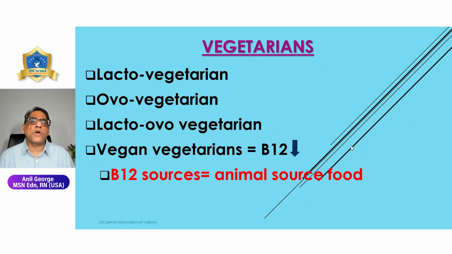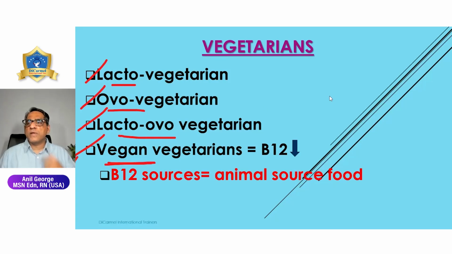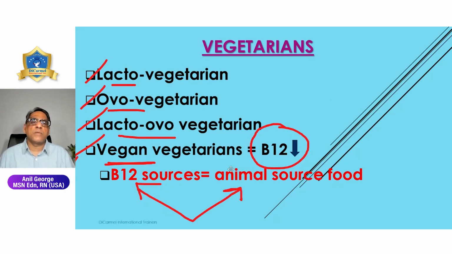And again, when we talk about vegetarians, remember, there are different types of vegetarians, right? Lacto, ovo, and then vegans. Lacto are the ones who take milk plus their regular vegetarian food. Ovo, they take egg. Lacto-ovo, they take both. But when we say vegans, understand they don't take any animal source, not even egg, not even milk. So the ones who are likely to have significant B12 deficiency, again, as we heard, B12 sources equal animal source food. Such a repeatedly asked piece of information.